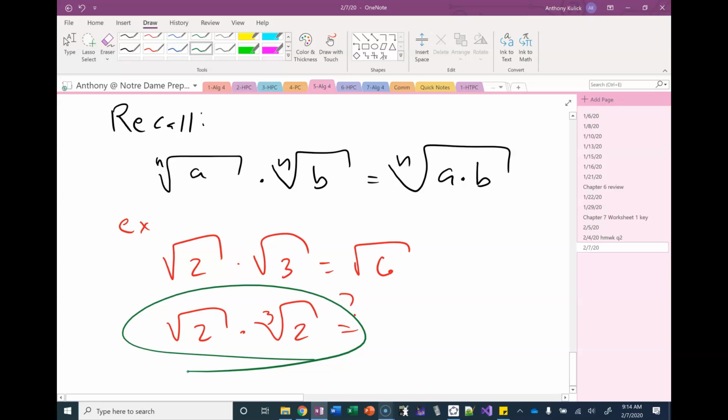This is what we want to figure out how to do for today. So what we're going to talk about today is how to multiply together radicals that have different indices. Everybody okay with that plan? Okay.